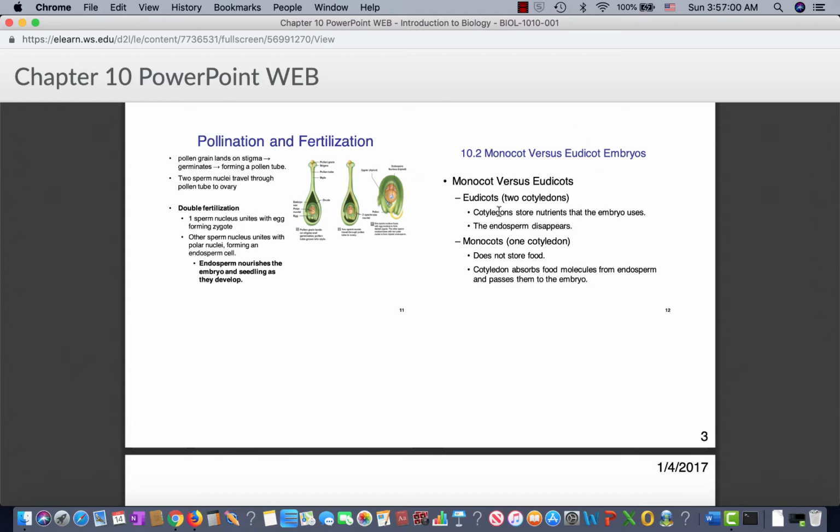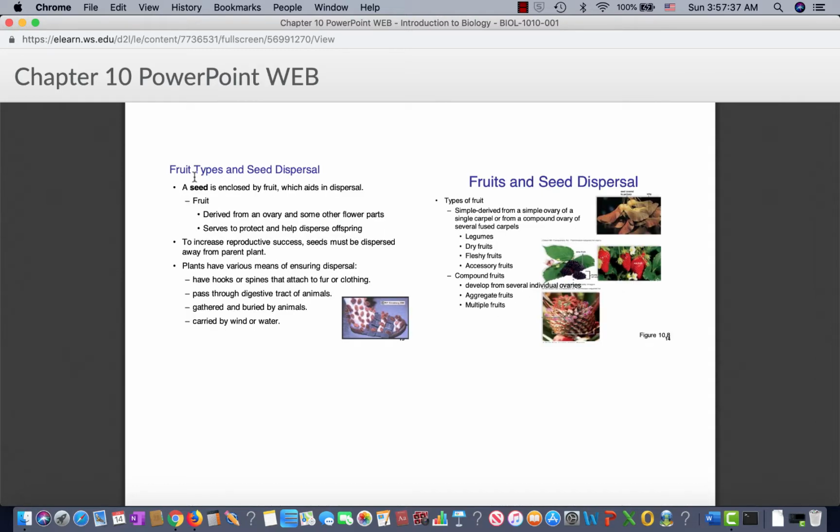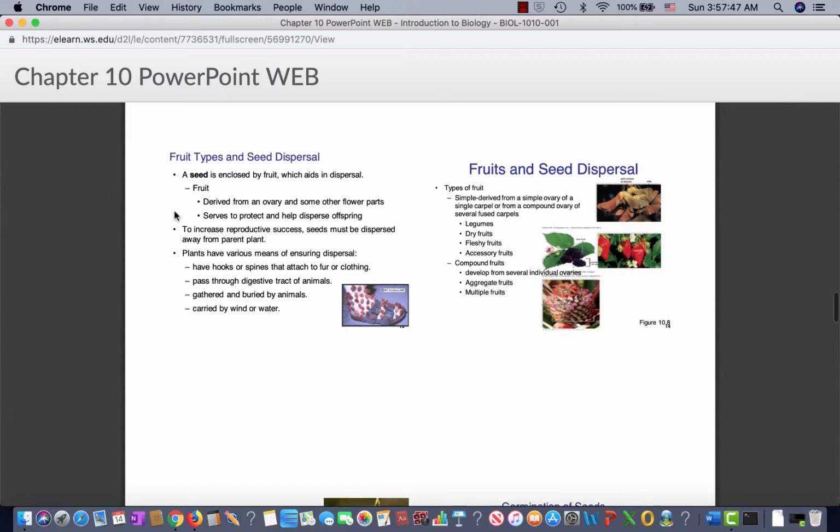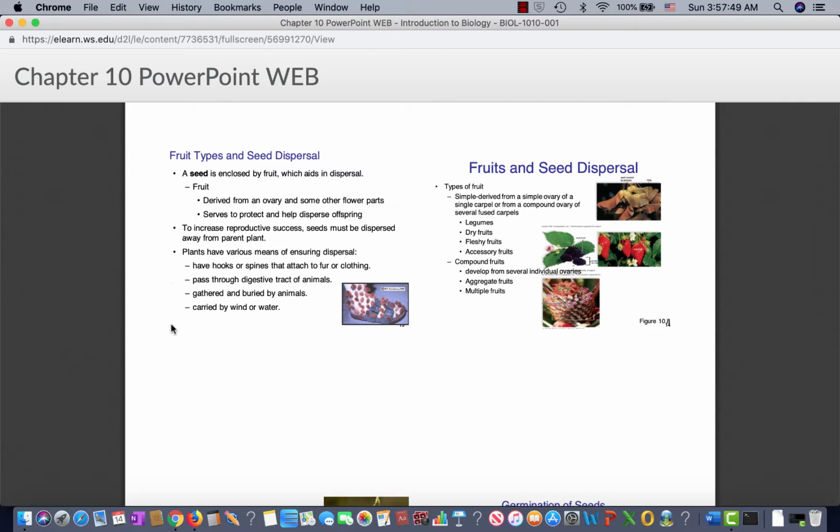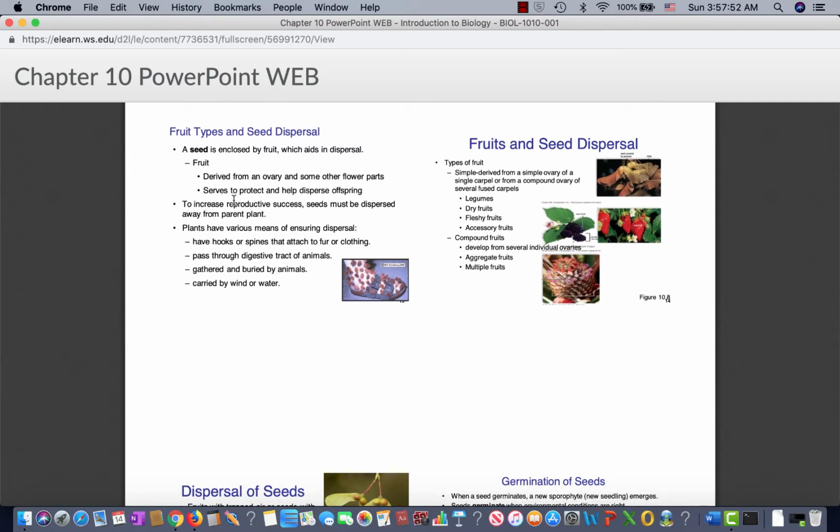So monocot versus eudicot. Eudicot, you've got 2 cotyledons, also known as a dicot. Cotyledons store nutrients that the embryo uses, and then the endosperm disappears. For the monocot, you do not store food, and the cotyledon absorbs food molecules from the endosperm and passes them to the embryo. A seed is typically enclosed by fruit, which aids in dispersal, and the fruit is derived from an ovary and some other flower parts, and serves to protect and disperse the offspring, to increase reproductive success.